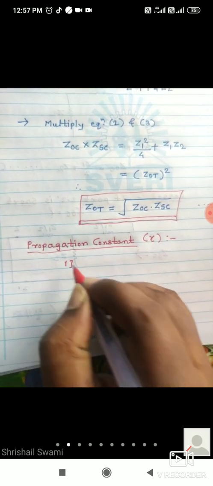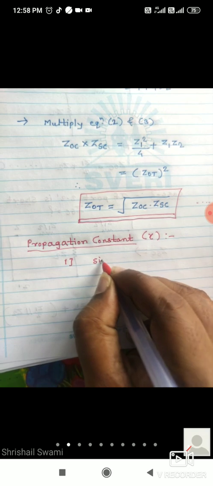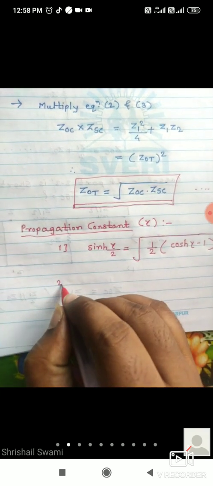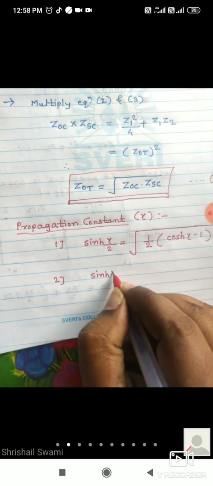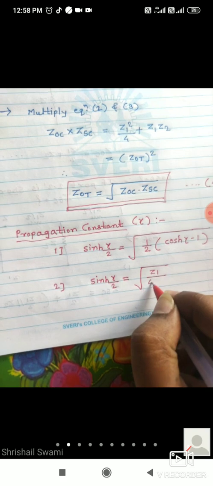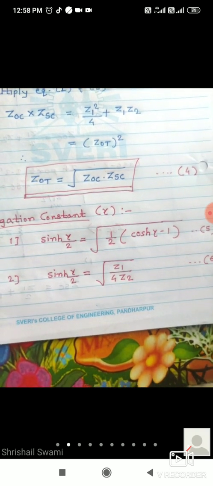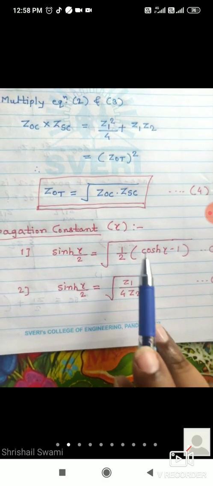So there will be two formulas. One is sinh(gamma/2) is equal to under root 1 by 2 in bracket cosh(gamma) minus 1. So this is the formula we require, as well as the second formula will be sinh(gamma/2) is equal to under root Z1 divided by 4Z2. So these two formulas I will give the numbers as 5 and 6. So these two formulas we require to calculate the propagation constant, that is gamma.